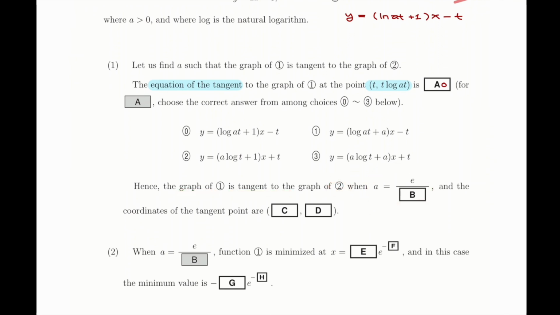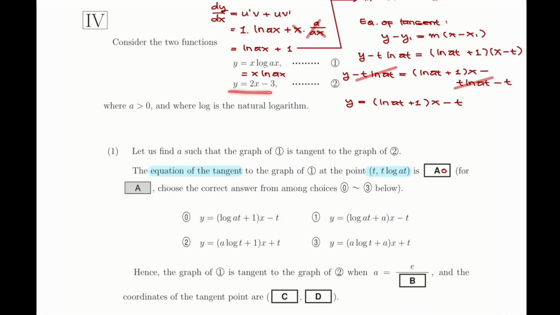And the coordinates of the tangent point are C, D. So we want to find this coordinate, and we want to find the value of A. How to find the value of A and the coordinates? We can see from the second function. Remember that this second function is the tangent to the first function. As you can see, we already find the equation of tangent in terms of A and t.